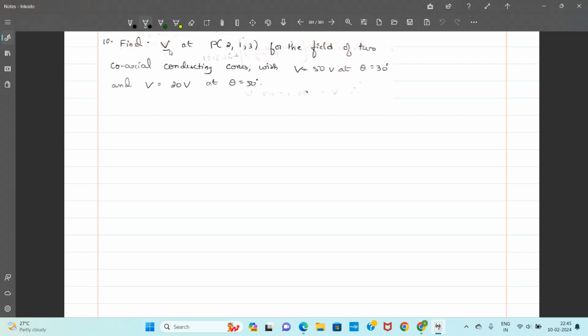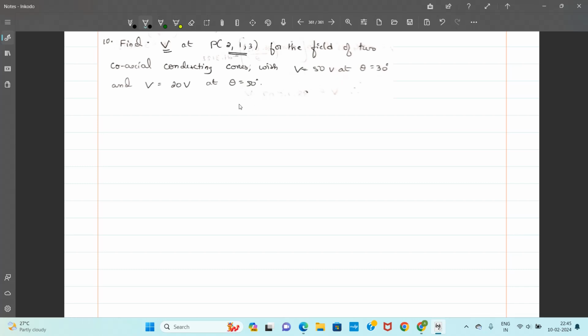In this, they've asked you to find only the potential value at a certain point for the field of two coaxial conducting cones with conditions given. Initial conditions are given here. They've given it as coaxial conducting cones, but if you see the conditions, they're talking with respect to theta.